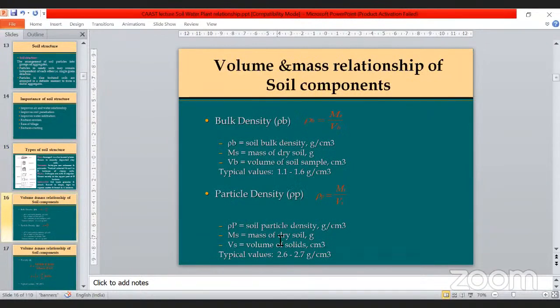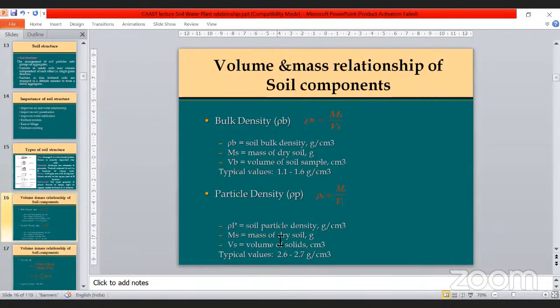Now the volume and mass relationships of different soil components. First, we decide the bulk density, which is mass upon volume: how much mass there is in a particular volume. Based on that we calculate it in grams per cubic centimeter. Typically normal soils have 1.1 to 1.6 grams per cubic centimeter. But if you add organic matter, the bulk density is reduced, naturally, because the mass is reduced as the soil is loaded with organic matter.